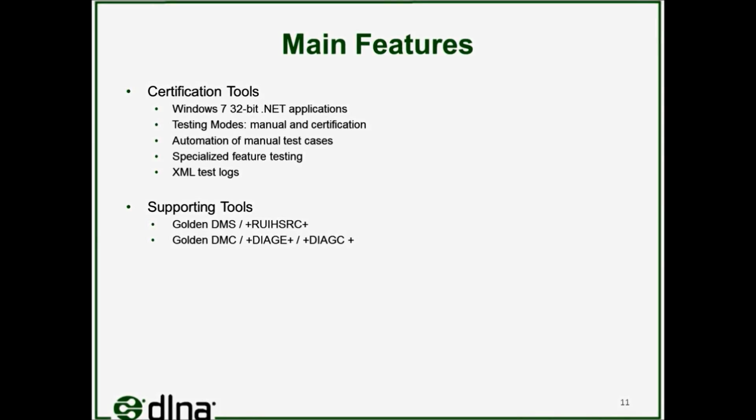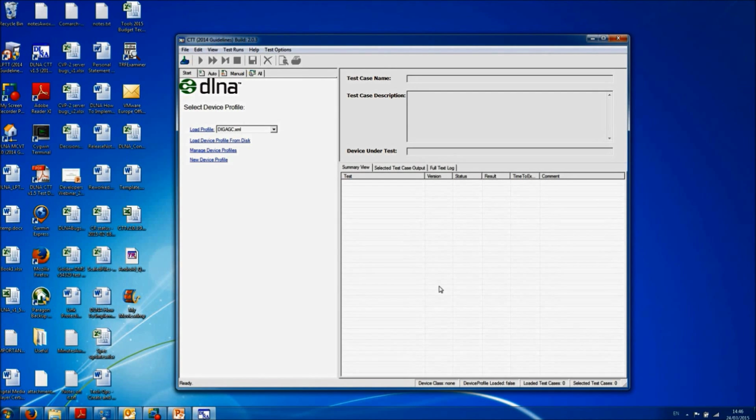I'm now going to discuss some of the main features of the tools, which are listed on this PowerPoint slide. The first feature we're going to discuss is testing modes. The tools support two testing modes: manual mode and certification mode. Manual mode is used for ad hoc testing. The profile is created using a profile creation wizard accessible from the main application UI.